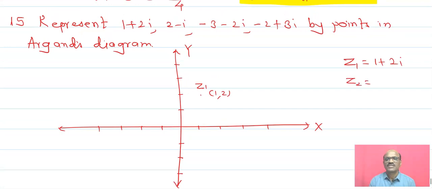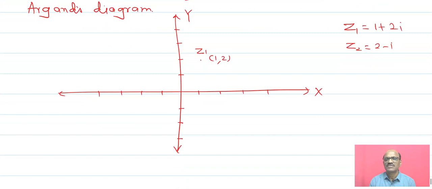Next point is 2 minus i. That x is 2 and y is minus 1. Therefore, that point is in the fourth quadrant. X is 2 and y is minus 1.